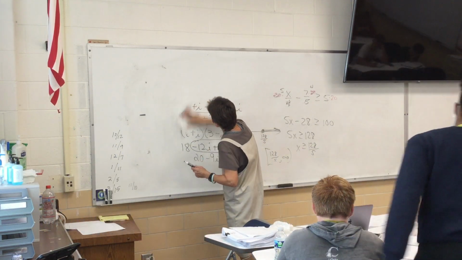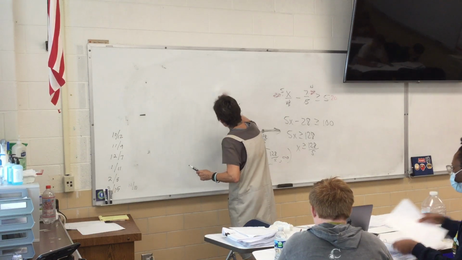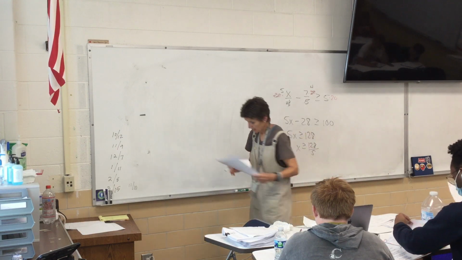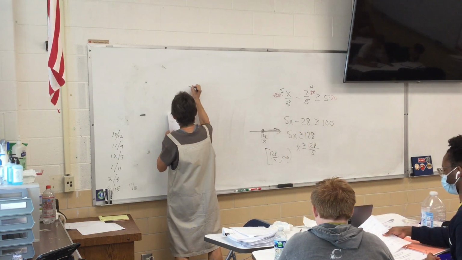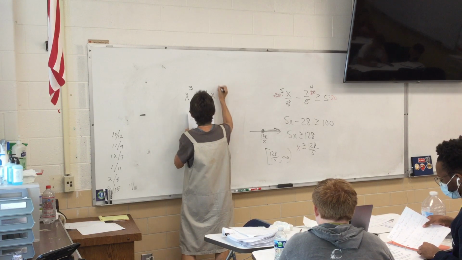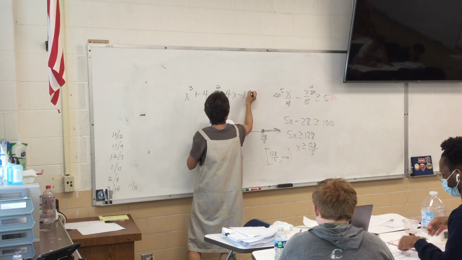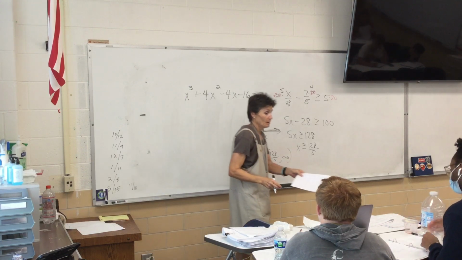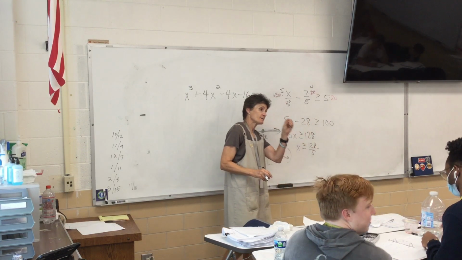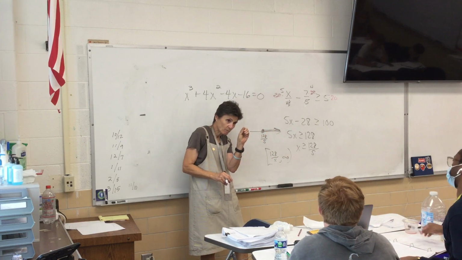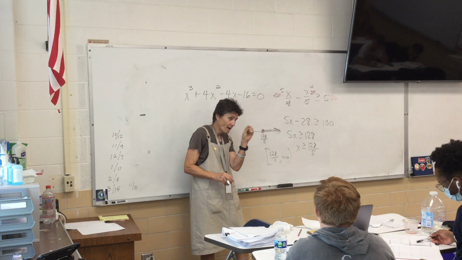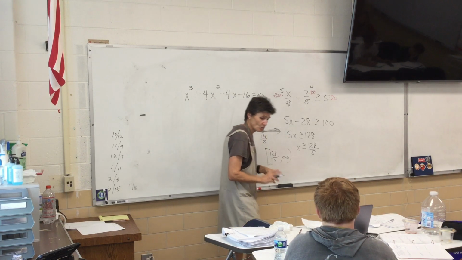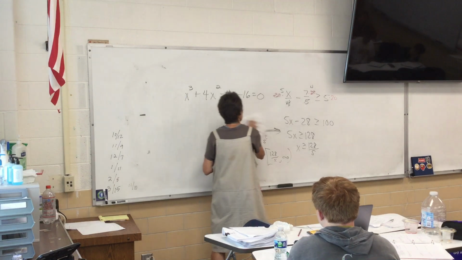Practice test number 1, part 4. This one's a tough one. x cubed plus 4x squared minus 4x minus 16 equals 0. Please do not think you're going to use the quadratic formula on this. Why can I not use the quadratic formula? It's a cube. So my strategy is going to be different.